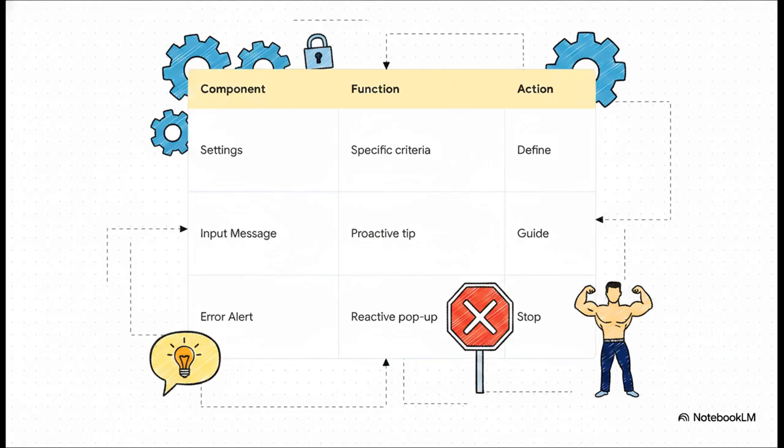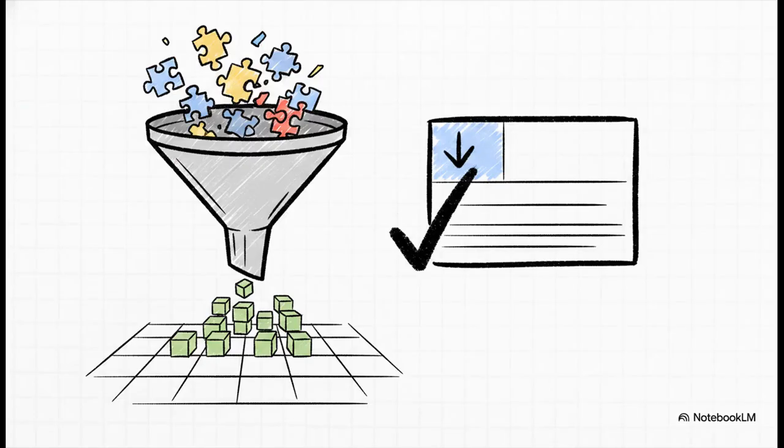Next, the input message. Think of this as a proactive tip that gently guides the user before they even start typing. And third, the error alert. This is your reactive pop-up. It acts like a strict bouncer at a club, literally stopping invalid data before it sneaks in and messes up your downstream analysis.